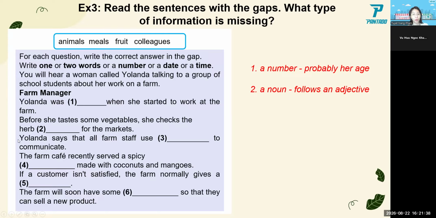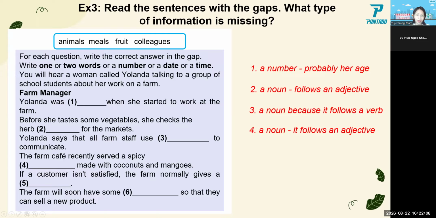Okay. Number 3, Yolanda says that all farm staff use a device. We need to find the device here. A noun, because it follows the article. Okay, a device to communicate. The farm cafe recently served a spicy starter made with coconuts and mangoes. Okay, it follows an adjective.